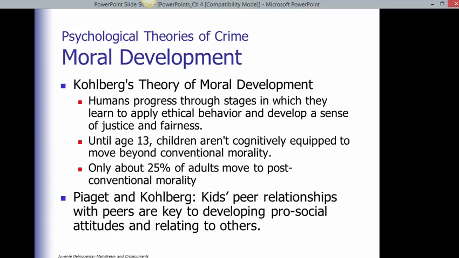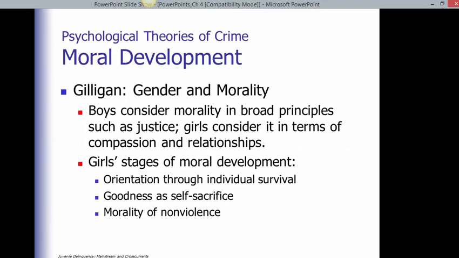Kohlberg's theory of moral development suggests humans progress through stages in which they learn to apply ethical behavior and develop a sense of justice and fairness. Until age 13, children aren't cognitively equipped to move beyond conventional morality. Only about 25% of adults move to post-conventional morality. Piaget and Kohlberg say kids' relationships with peers are key to developing pro-social attitudes and relating to others.